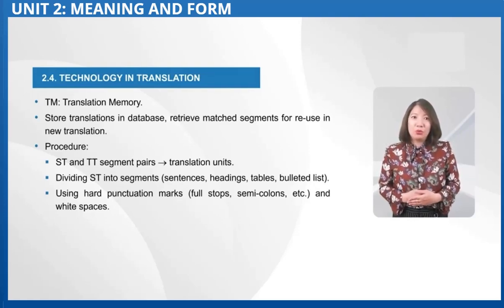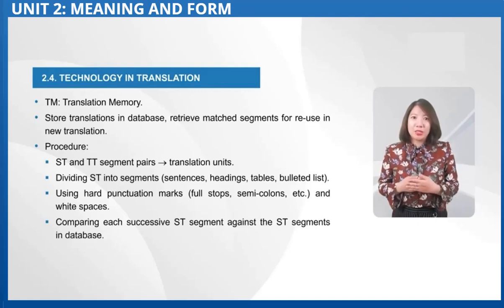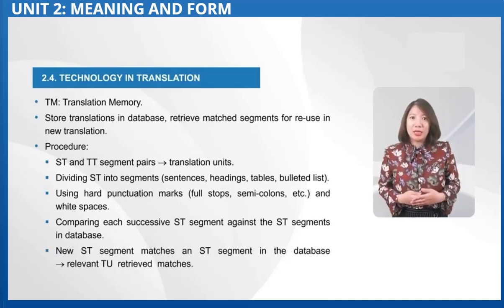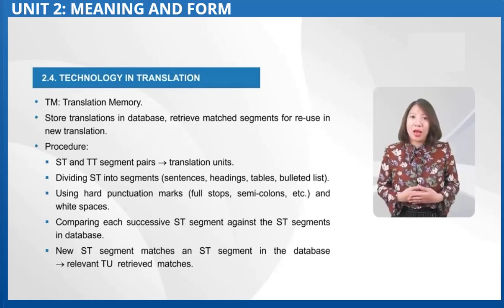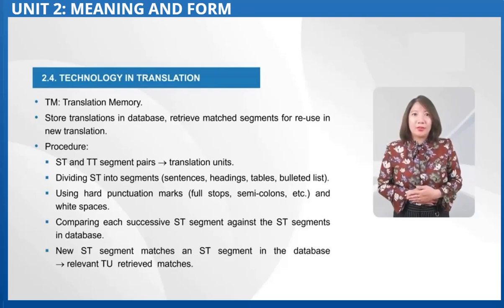Secondly, the machine will compare each successive source text segment against the source text segments in the database, and if the new source text segment matches a source text segment in the database, in that case, we have the relevant translation units retrieved as matches. So we can see that the work of translation memory is dependent on matching. And there are three different types of match actually.